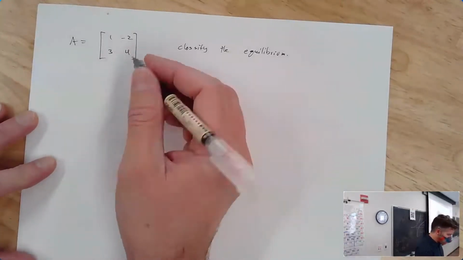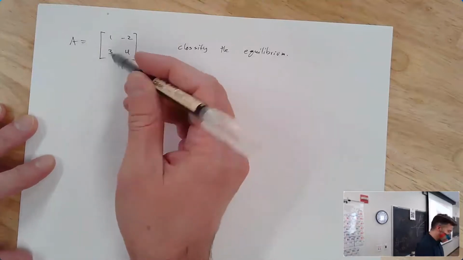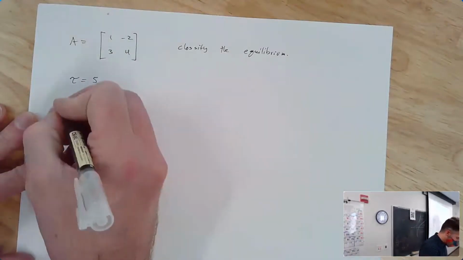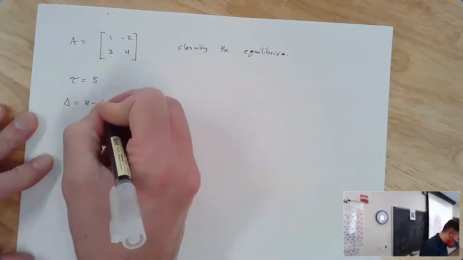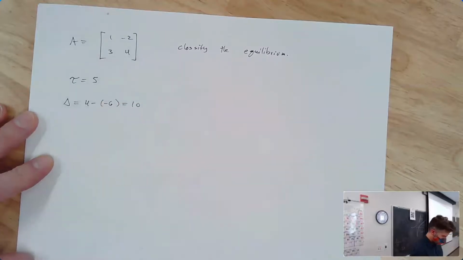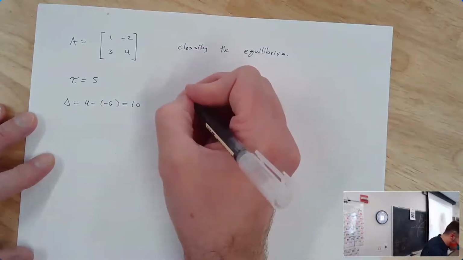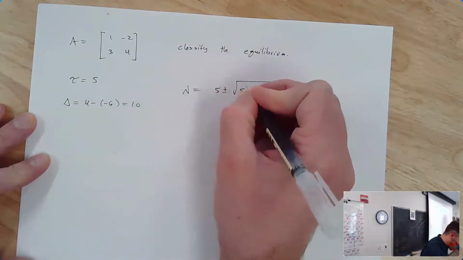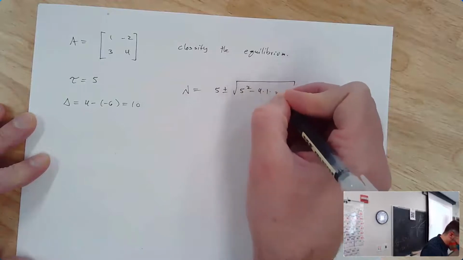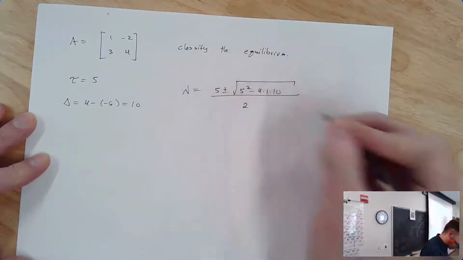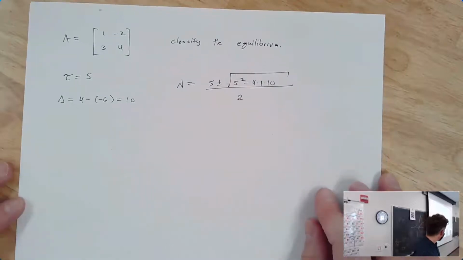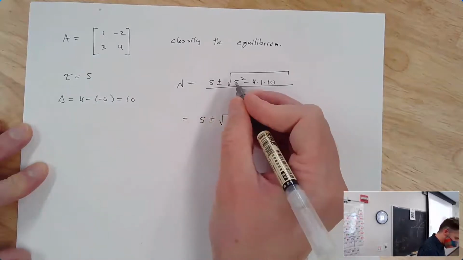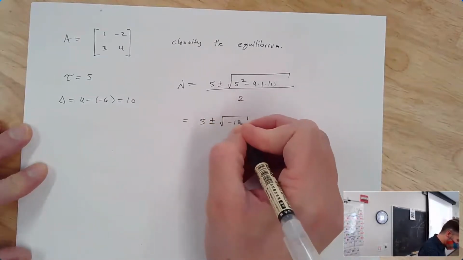All right, so let's find the eigenvalues. Which way do we want to do it? Let's do it the same way we did last time. So the trace here is 5. The determinant here is 4 minus 6, which is 10. Okay, so my eigenvalues are going to be 5 plus or minus the square root of 5 squared minus 4 times 1 times 10, all over 2. So we're going to get 5 plus or minus the square root of 25 minus 40, all over 2.